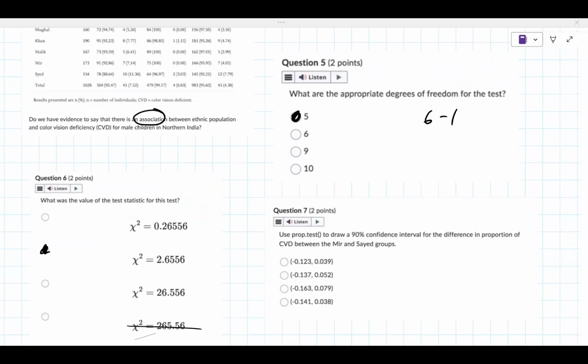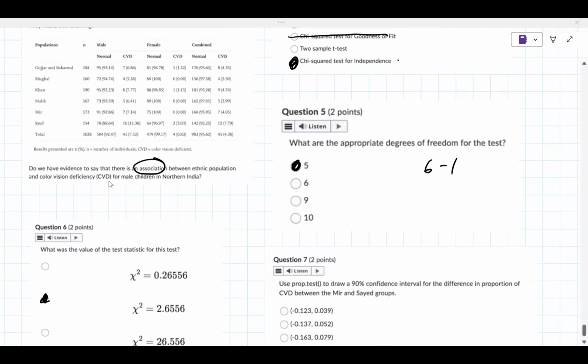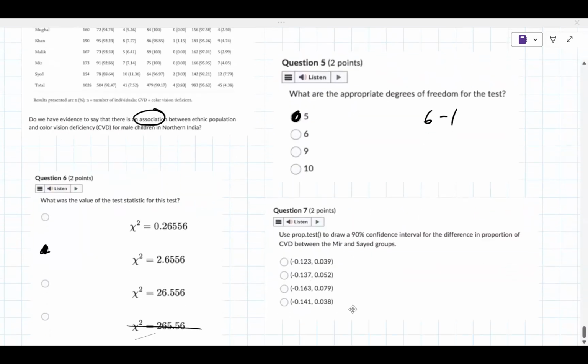So that didn't work. Let me try one more thing. For male, no, they do male. Oh, that's what is male. Okay, that will help. 91 out of 173. No, 7 out of 173. Okay, please work. 0.0601.